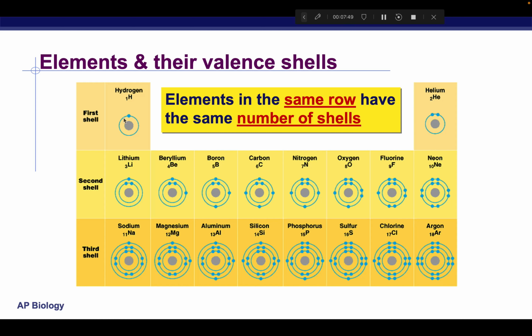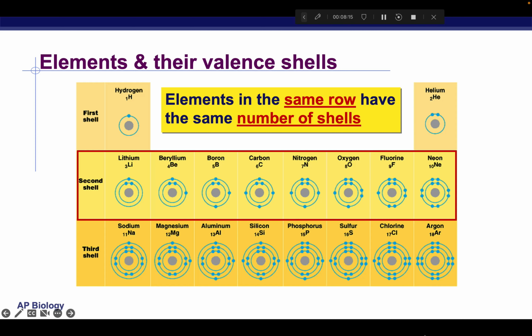So first, notice how as we go down rows in our periodic table, we add shells. So this first row has 1, and the second row has 2 shells or orbits, and the third row has 3 shells or orbits. So elements in the same row have the same number of shells. All of these have 1, all of these have 2, all of these have 3, as you can see here.